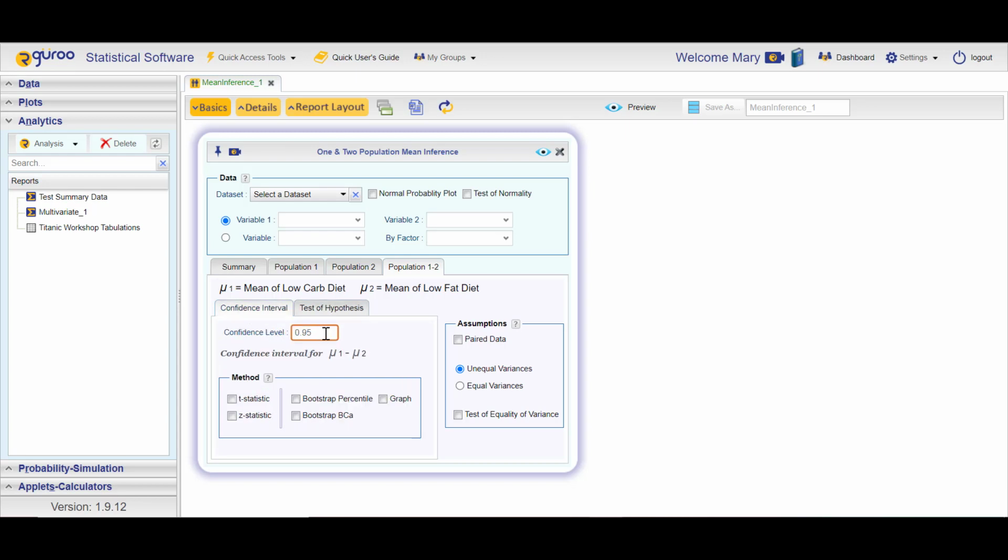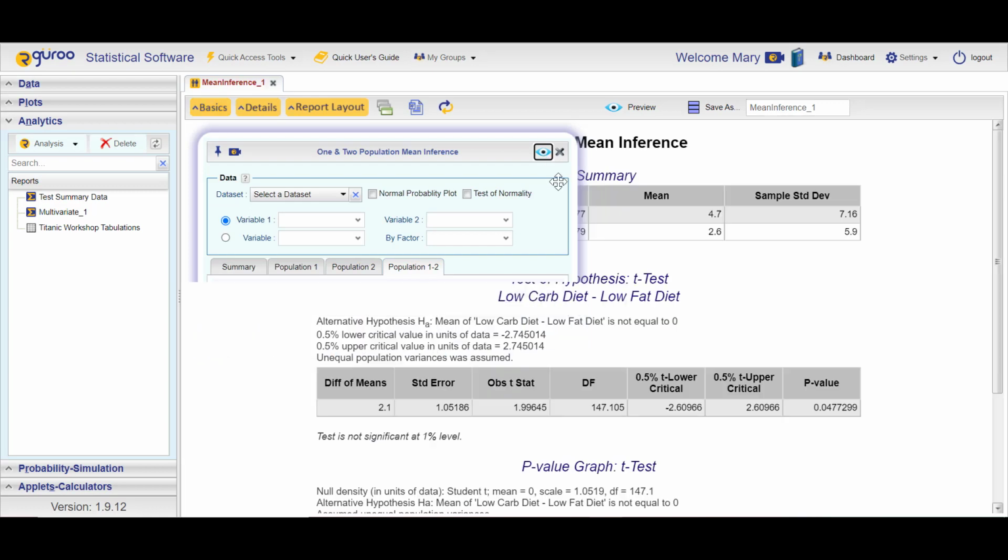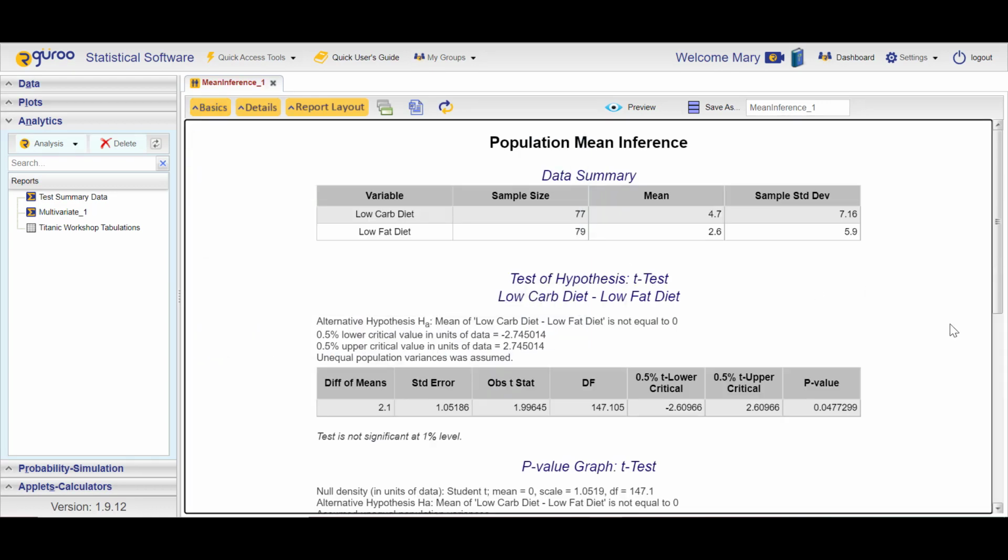And since we're doing a 0.01 significance level, I'm going to do a 0.99 confidence level and click T statistic, and then I'm going to hit preview. You do not have to do the confidence interval, but I wanted to go ahead and do one so we could discuss it because the confidence intervals, when you are dealing with two populations with two samples, is slightly different. We look at it a little bit differently than we look at the ones for one population.